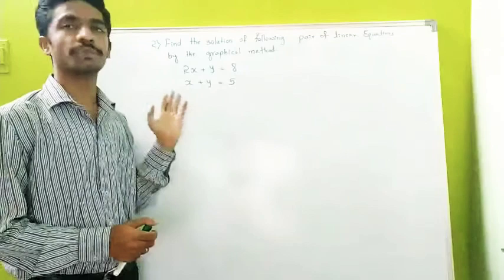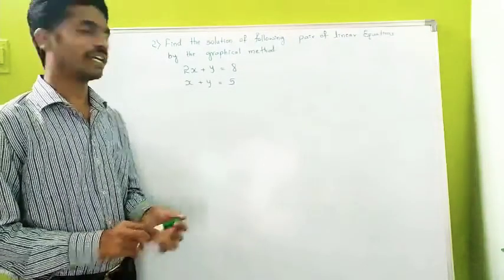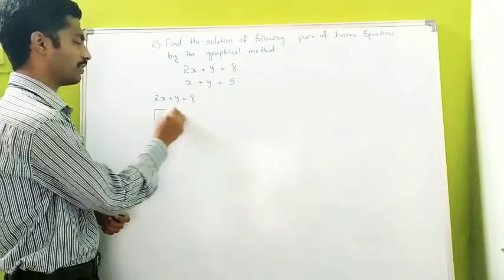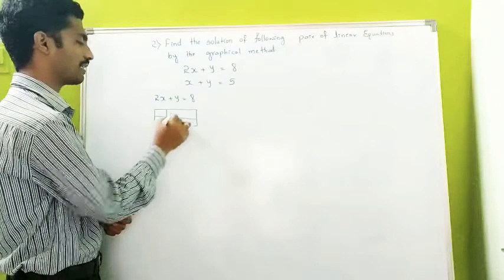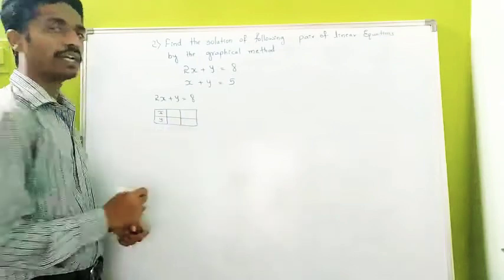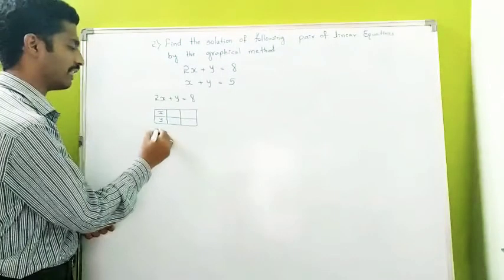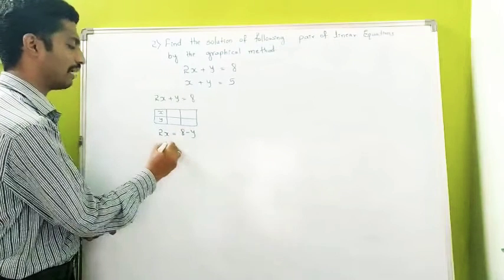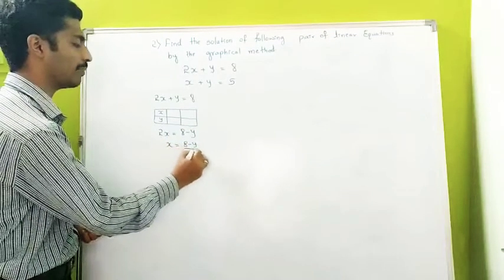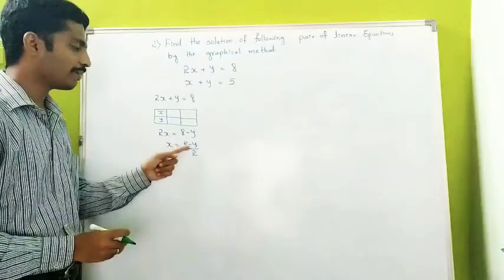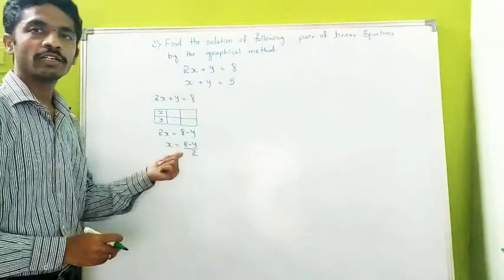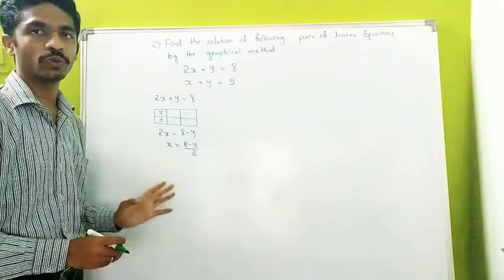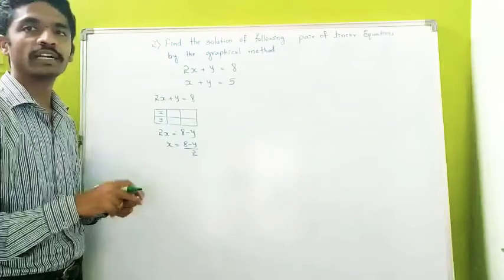Okay, so for the given equations, first you write down the solution table. For the first one, 2x plus y equal to 8 they gave. So let's write one solution table, taking the x and y values. Minimum 2 solutions you have to write. So let's take 2x equal to 8 minus y, or else x equal to (8 minus y) divided by 2. Whatever value you take, you subtract it from 8, and that value should be divisible by 2. Why am I taking divisible by 2 only? So that plotting the graph will be easy for you.